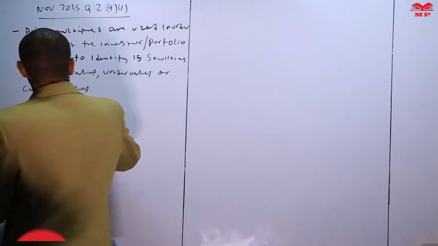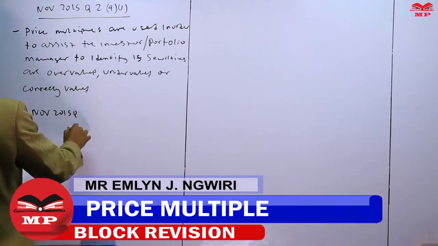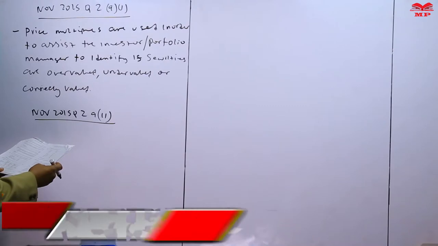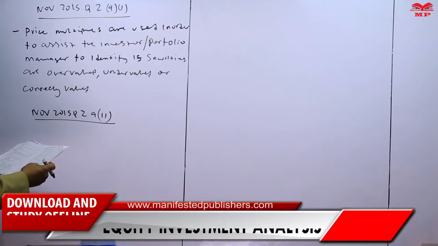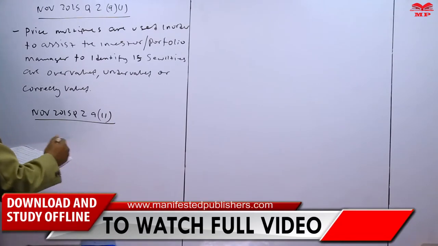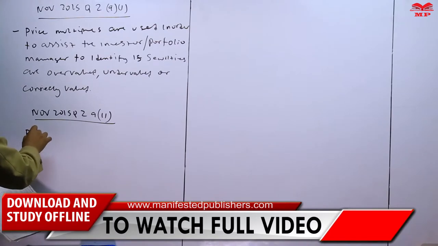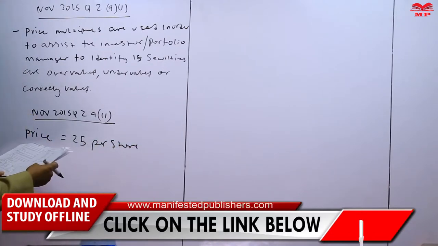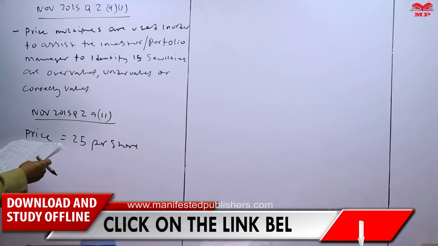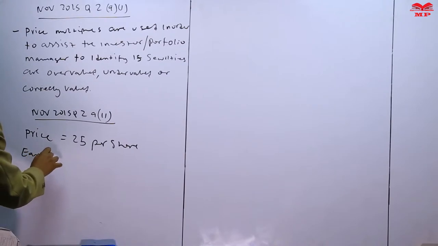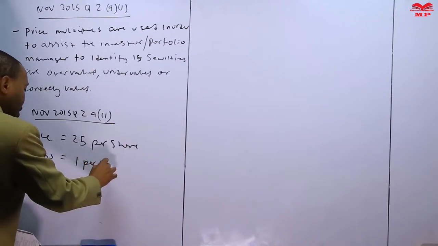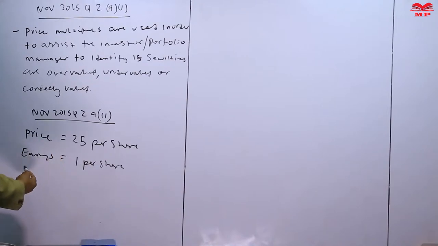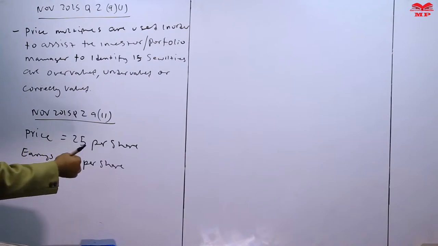So come here, looking at November 2015, question 2A, part 2 now. You have been given figures there that will assist us to compute the price earnings ratio. So we are saying Zawadi Designers Limited shares, or the price, is given as 25 per share, and you've been told that the earnings for the last 12 months were 1 shilling per share. Using these two inputs, we'll be able to evaluate whether the price earnings ratio that we compute is either overvalued or undervalued.